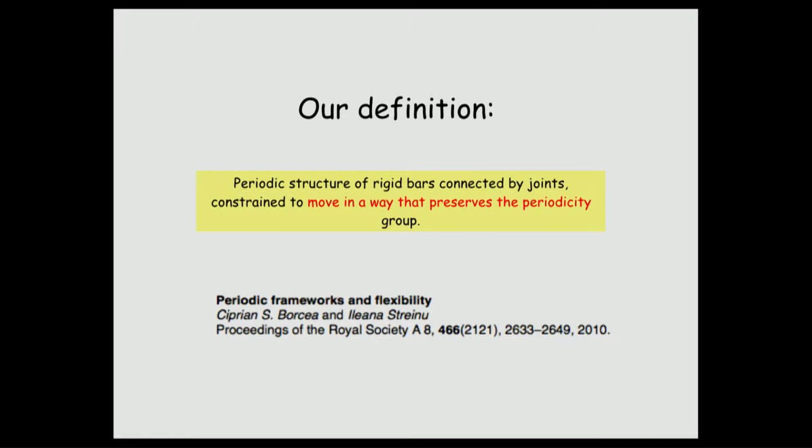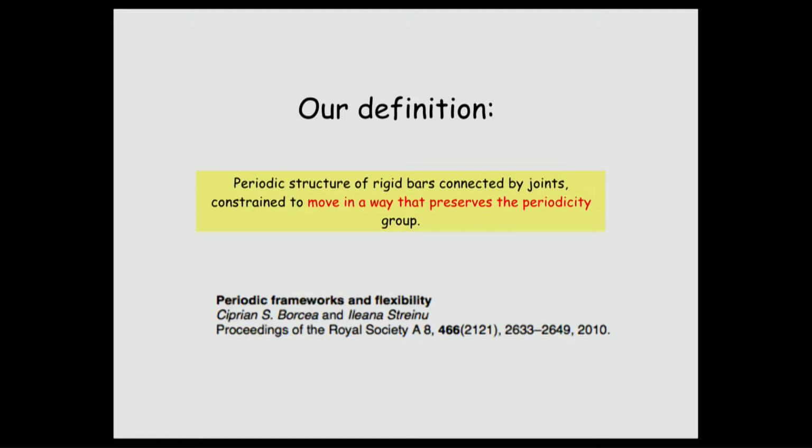So here's our definition, the definition that we'll work with. And by the way, I'm not saying that studying periodic frameworks as infinite graphs is not worth it. It is. But it's a harder problem. And as a computer scientist, I like to deal with things that are amenable to finite means. And this definition that Ciprian and I came up with a couple of years ago is useful for precisely this purpose.